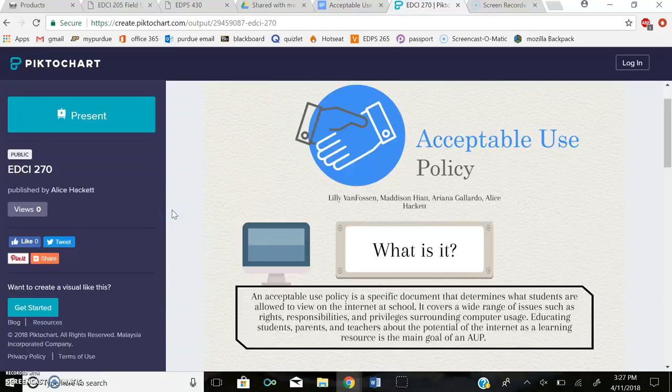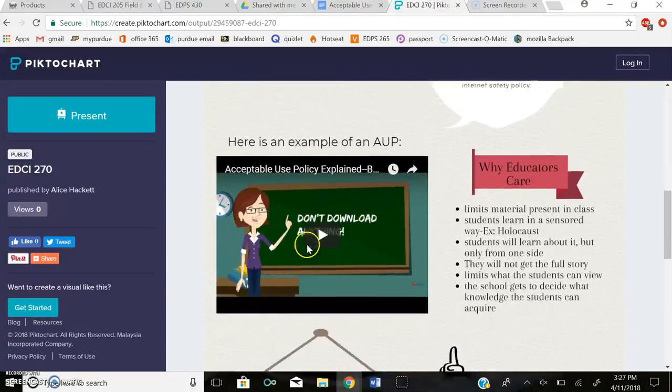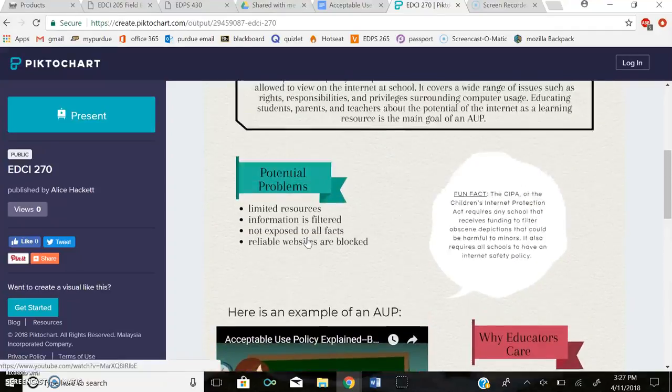For this case 5, my group was supposed to do acceptable use policy. An acceptable use policy is a specific document that determines what students are allowed to view on the internet at school. It covers a wide range of issues such as rights, responsibilities, and privileges surrounding computer usage. Educating students, parents, and teachers about the potential of the internet as a learning resource is the main goal of an AUP. So here we made a complete poster online that we will talk about on Monday.